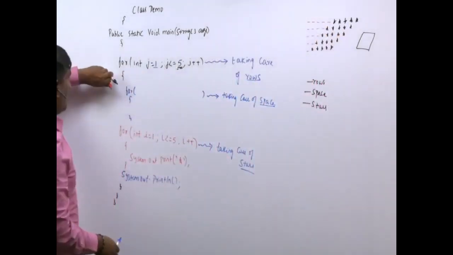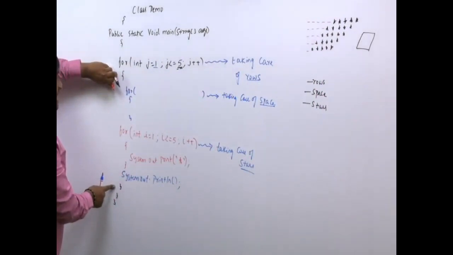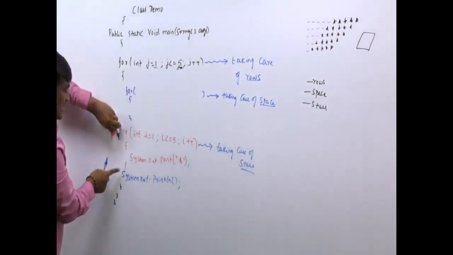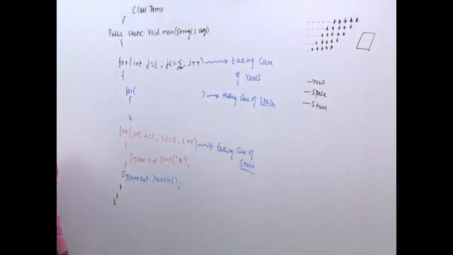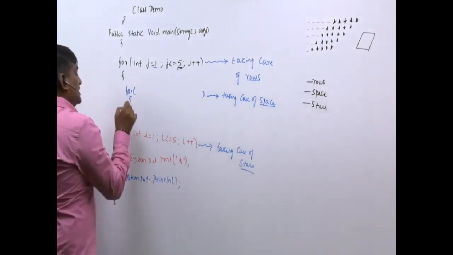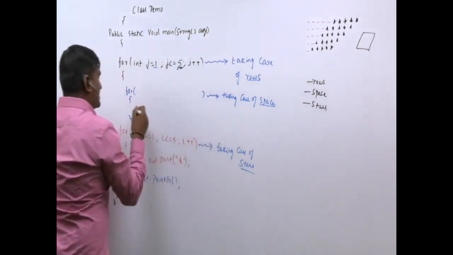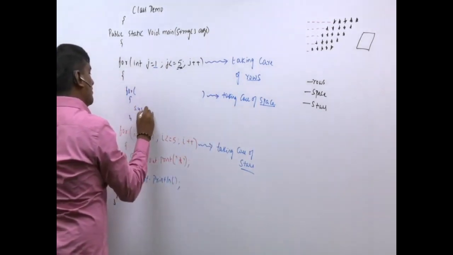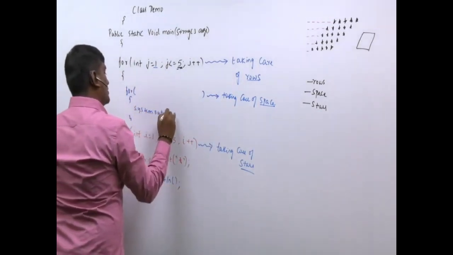Look here. This is the opening of the row and this is the closure of the row. Inside a row only, the space for loop is present. The star for loop is also present. That is the beauty of the programming. Okay. Now, tell me, this for loop is taking care of what? Space. Hence, I will write System.out.